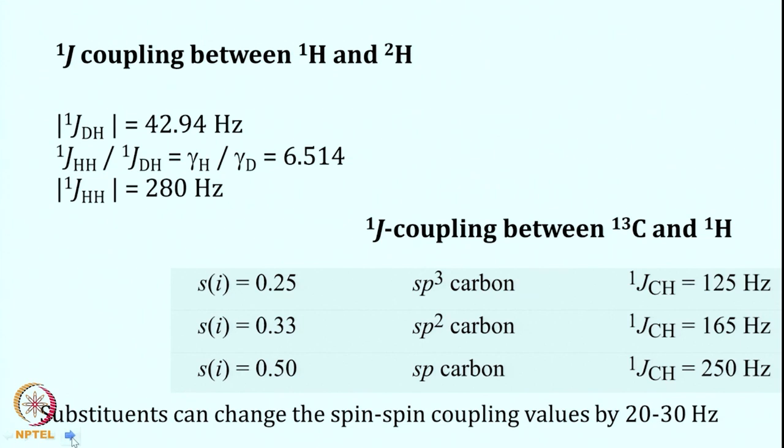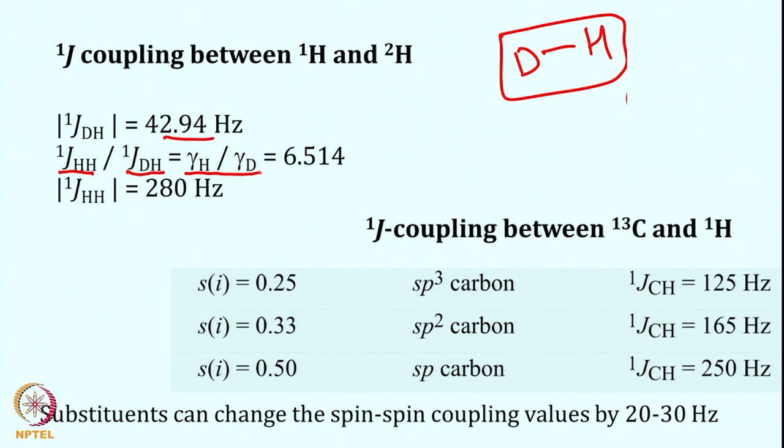One-bond coupling is, for example, the coupling between proton and deuterium. Suppose we have a molecule with H and D. What is the one-bond coupling between them, one proton connected to deuterium? In this case, the one-bond DH coupling is generally 42.94, that is 43 Hz. So the DH coupling is 43 Hz, and the HH coupling can be quite high. This is dictated by the gyromagnetic ratio. The gyromagnetic ratio of the proton is 6.5 times higher than that of deuterium, so in that case 1J HH is 280 Hz.